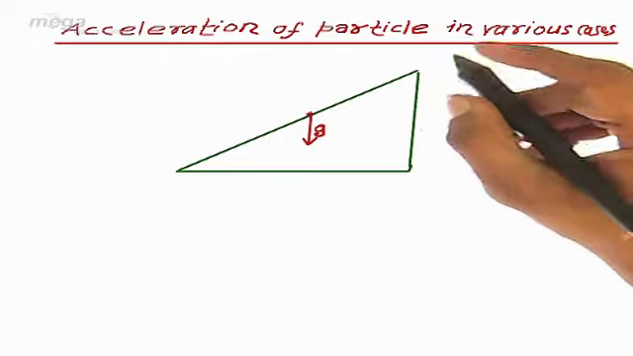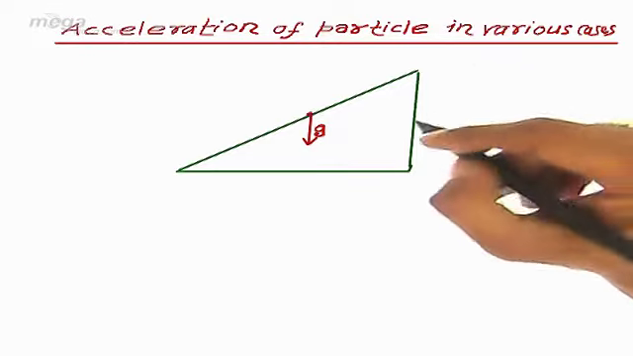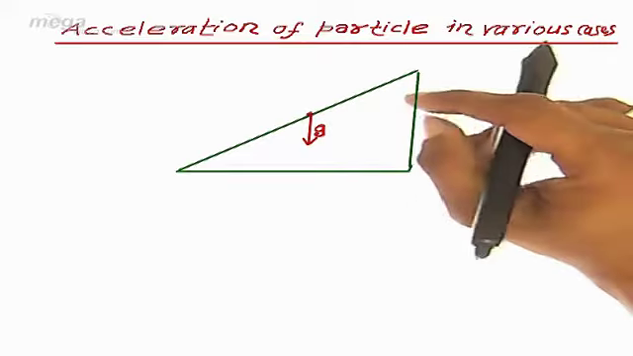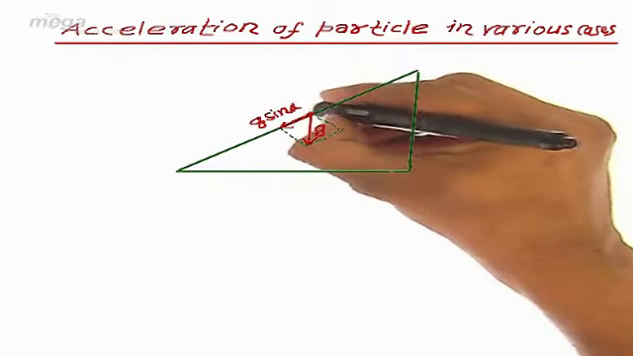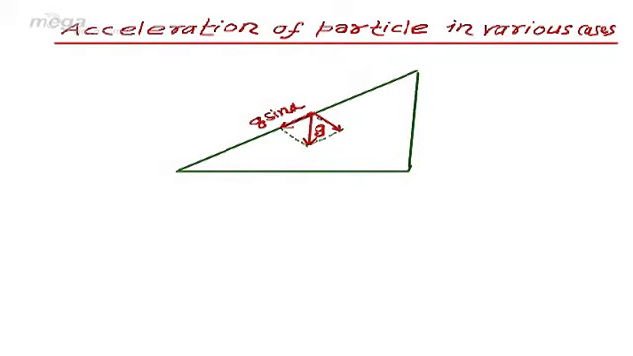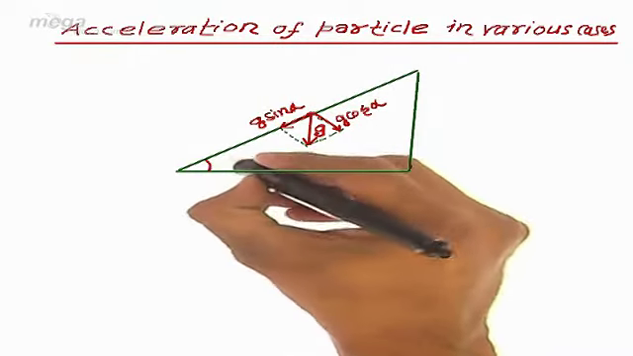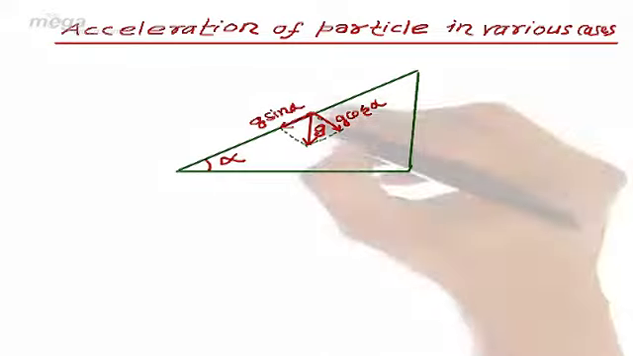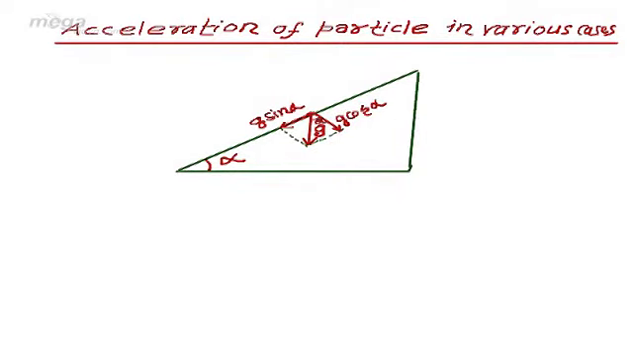If we resolve this acceleration vector in two mutually perpendicular directions, one along the inclined plane and the other perpendicular to this inclined plane, then we get g sin alpha along the incline and g cos alpha perpendicular to the incline, if the angle of inclination of this inclined plane on which the particle is moving is alpha. If this angle is alpha, then this angle will also be alpha. We use simple geometry.